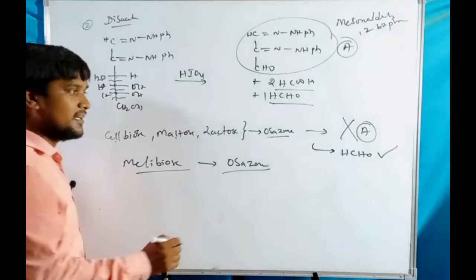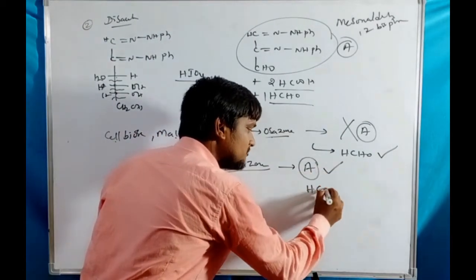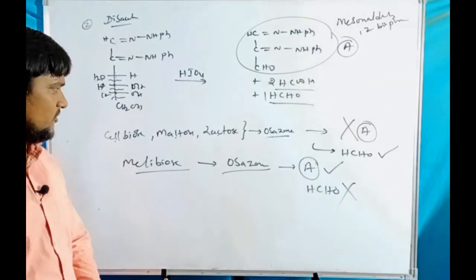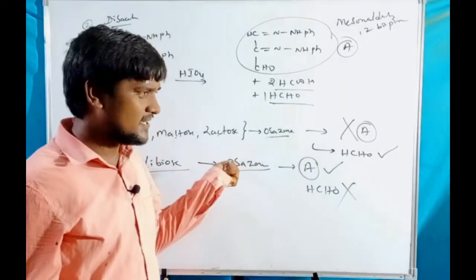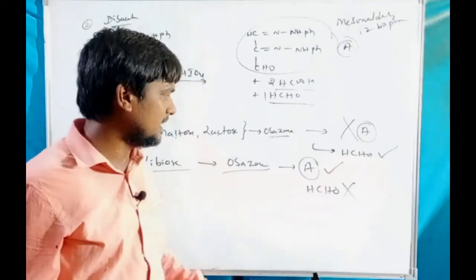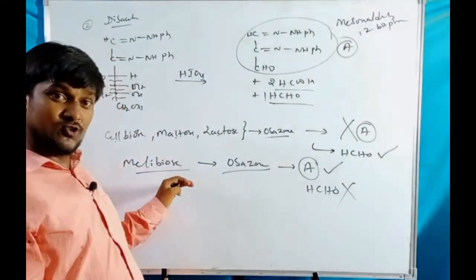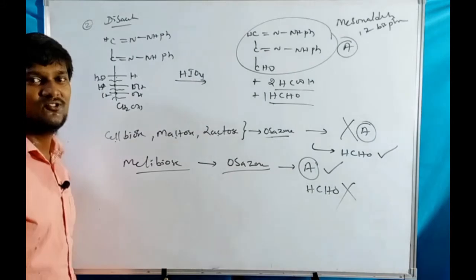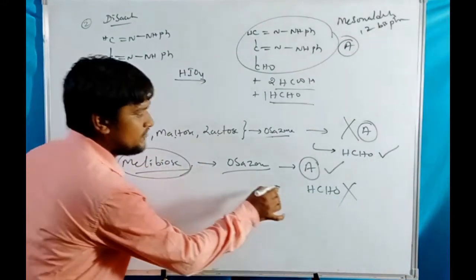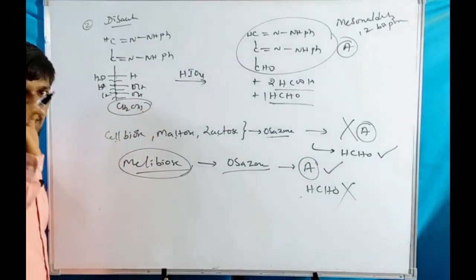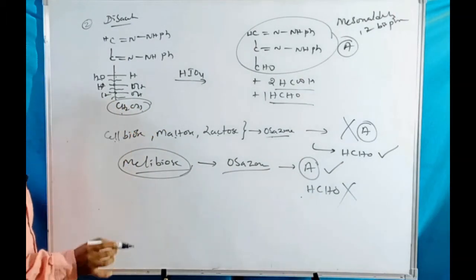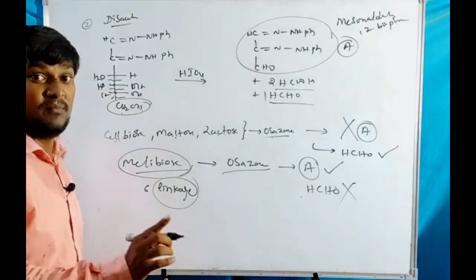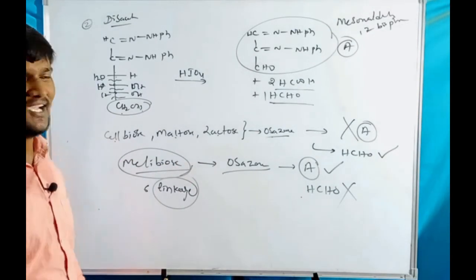But it cannot give formaldehyde. So what is the major difference between them? Now these three disaccharides do not form A, but they form formaldehyde. But the osazone of melibiose forms A, but it does not form B, that is formaldehyde. So that indicates that melibiose is not free at the sixth position. If the product is an aldehyde with only a primary alcohol, it is not free at the sixth position. That indicates a sixth position linkage is present; it may be linked at the sixth position. It is a very, very important thing. Don't forget it.